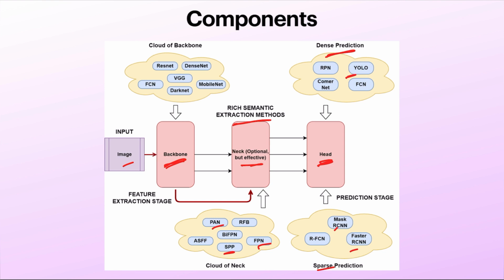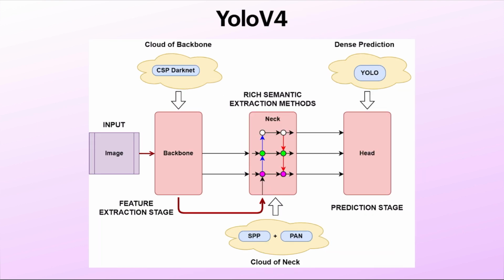Now we need to see in YoloV4 which of these components are adopted, because we saw that in backbone there are many options, for neck there are many options, and for head there are many options. We can take any of these. So which of these are actually finalized for YoloV4, we will see that. So these are the finalized modules at each stage for YoloV4.